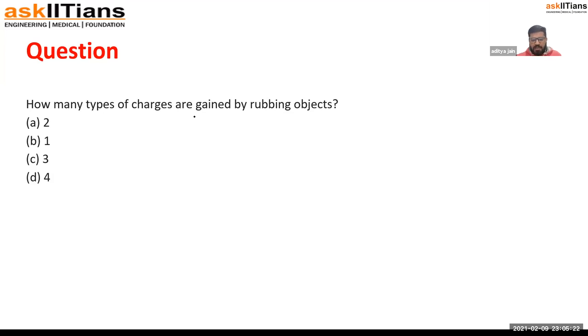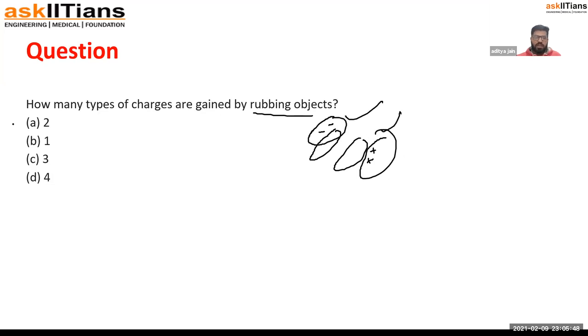It is asked, how many types of charges are gained by rubbing objects? We have already discussed, while you are rubbing objects, in one body there is some deficiency of electrons, which will get positive charge, and in another body there is some excess of electrons, which will get negatively charged. The magnitude of charges will be equal. One will be positive, one will be negative. So how many types of charges are gained? Two types. So the answer should be 2.